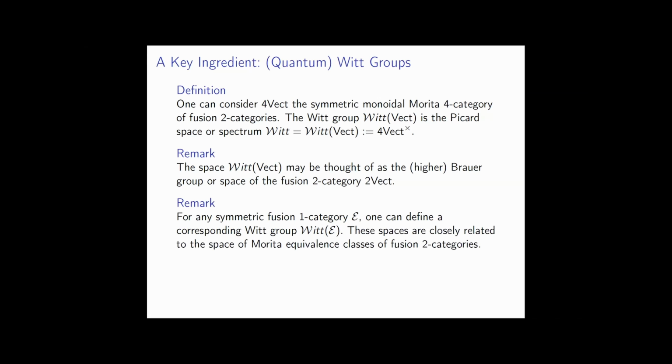And why are those spaces relevant? Well, it's because the collection of all of the spaces Witt of E, for E varying, are very closely related to the space of Morita equivalence classes of fusion 2-categories, though not exactly the same. And this is very good because by Deligne's theorem, you actually understand symmetric fusion 1-categories very well. They're either representations of a finite group or representations of a finite supergroup.